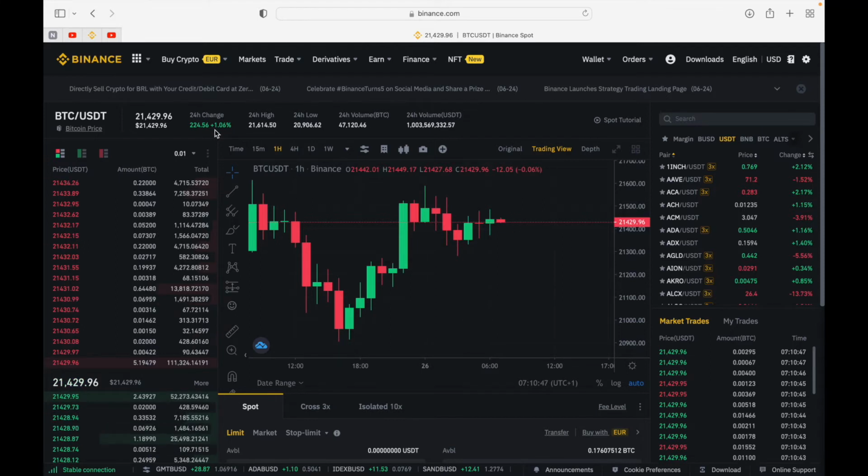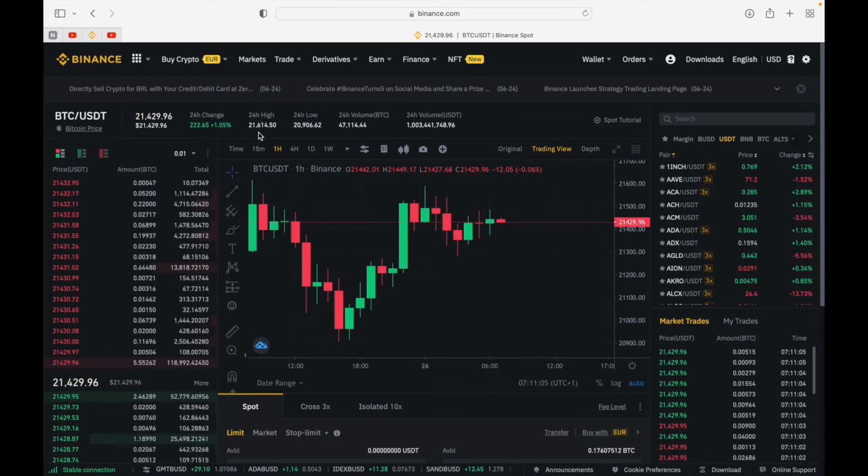Within 24 hours, we've had a 1.06% increase in price, which gave a $224.56 increase within the last 24 hours on the Bitcoin price chart.